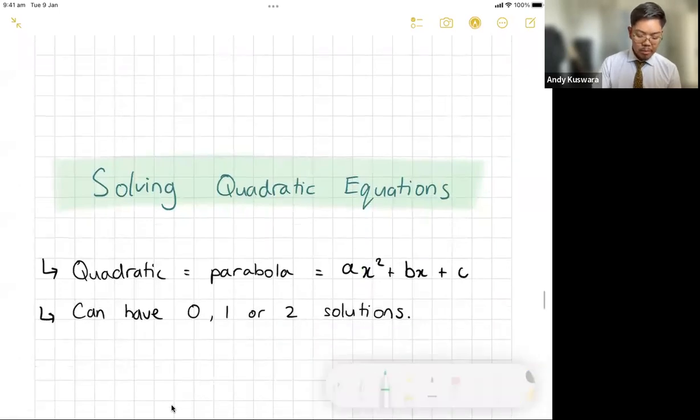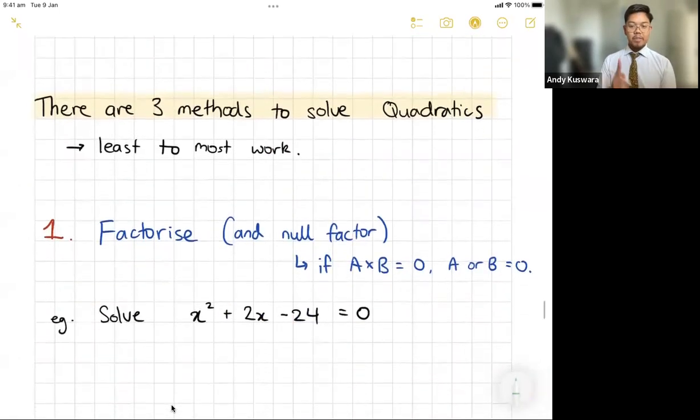So let me show you. There's 3 main methods that we have to solve quadratics, and I'm going to give them to you in terms of what is the least amount of work, in my opinion, to the most amount of work. The first one is to factorize and to use the null factor theorem. It's just a fancy way to say that if 2 things multiply together, so if A and B are multiplied together and the answer is 0, then either my first term A has to be 0 or B equals 0. It makes sense: if I multiply 2 things and the answer is 0, one of them has to be 0.